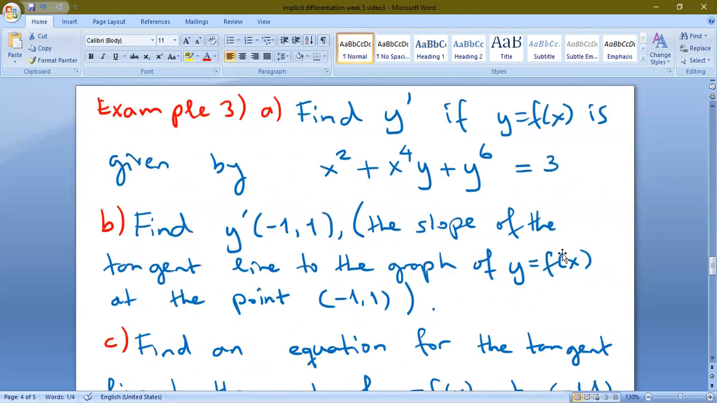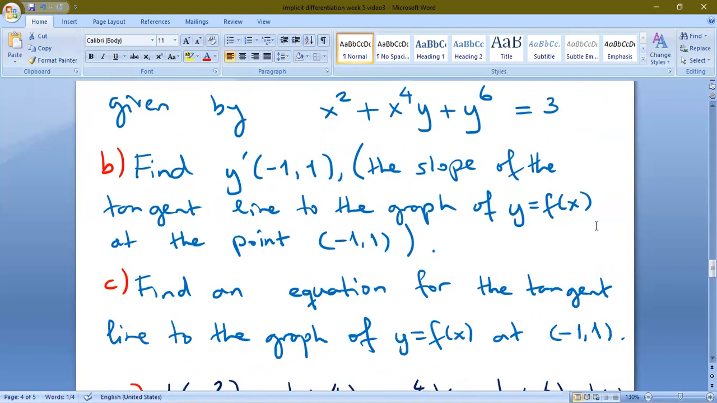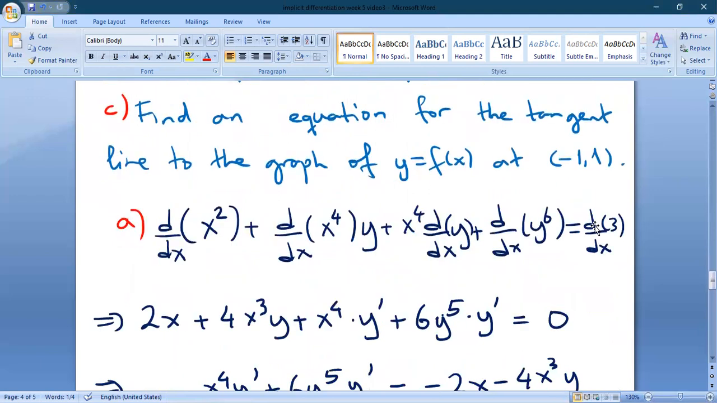Another example, let's say the equation is x squared plus x to the 4 times y plus y to the 6 equals 3. And then first we want to find y prime, that's the A part. B part, find y prime at the point minus 1, 1. And that gives actually the slope of the tangent line to the graph of y equals f of x at the point minus 1, 1. And then C part, find an equation for the tangent line to the graph of y at the minus 1, 1 point. So first we take the derivative of each of the terms.